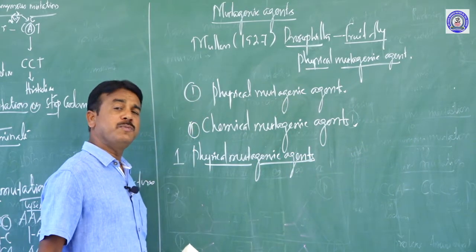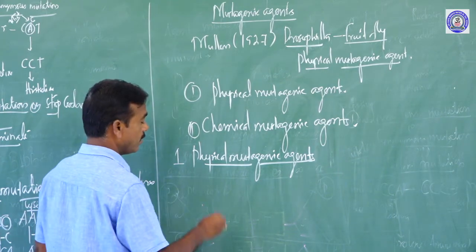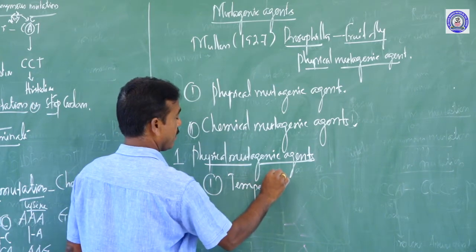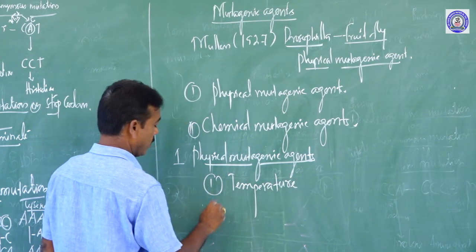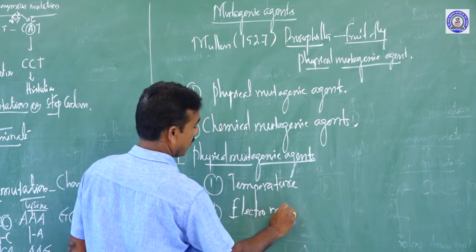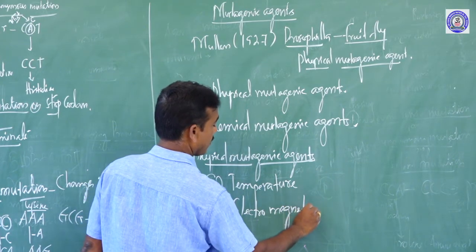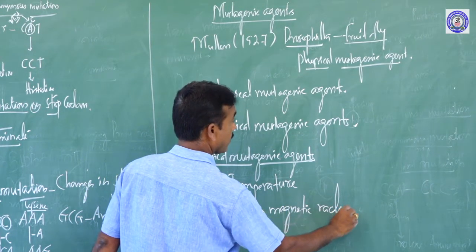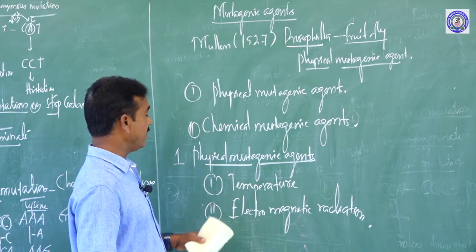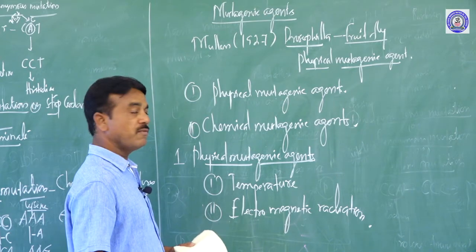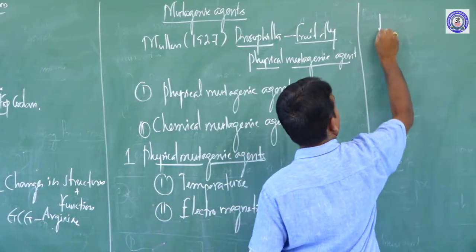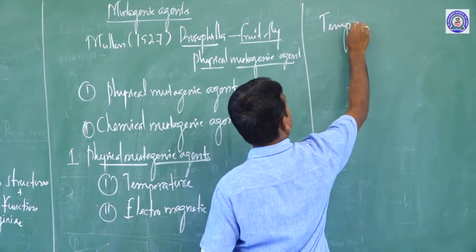What components are concerned in physical mutagenic agents? The first one, temperature. The second one, electromagnetic radiation. So electromagnetic radiation and temperature, those two are commonly called physical mutagenic agents. Now, go to the first one, temperature.